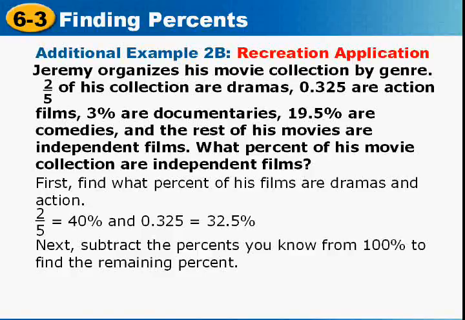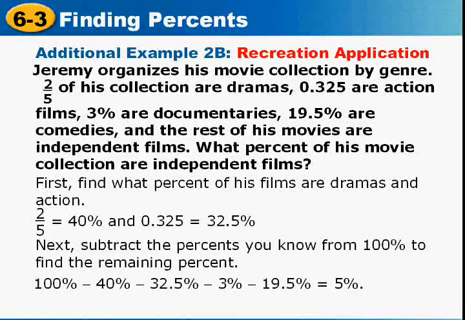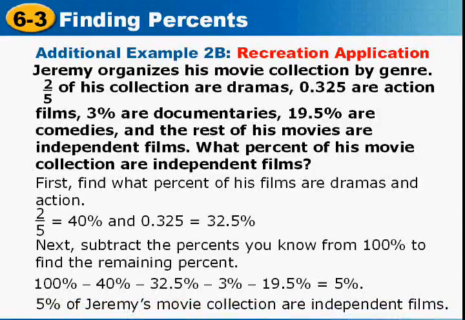Next, you're going to take all the percents, including the comedies, because remember, comedies and documentaries were already in percents. So you need to take all 4 and subtract those from 100%. So we took 100% minus 40%, which was the dramas, 32.5% the action films, 3% the documentaries, 19.5% comedies. And we are left with 5% out of the total. So that means that 5% of Jeremy's movie collection are independent films.